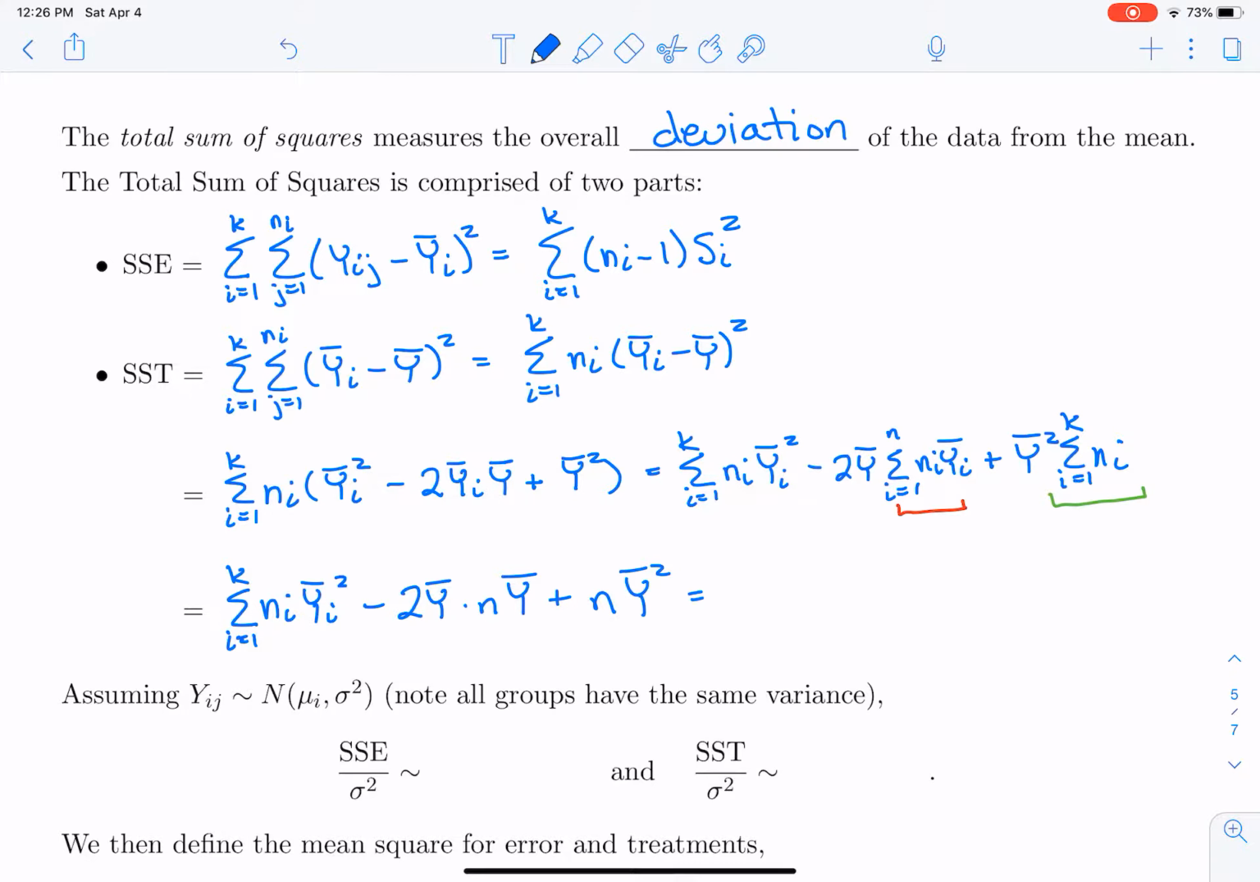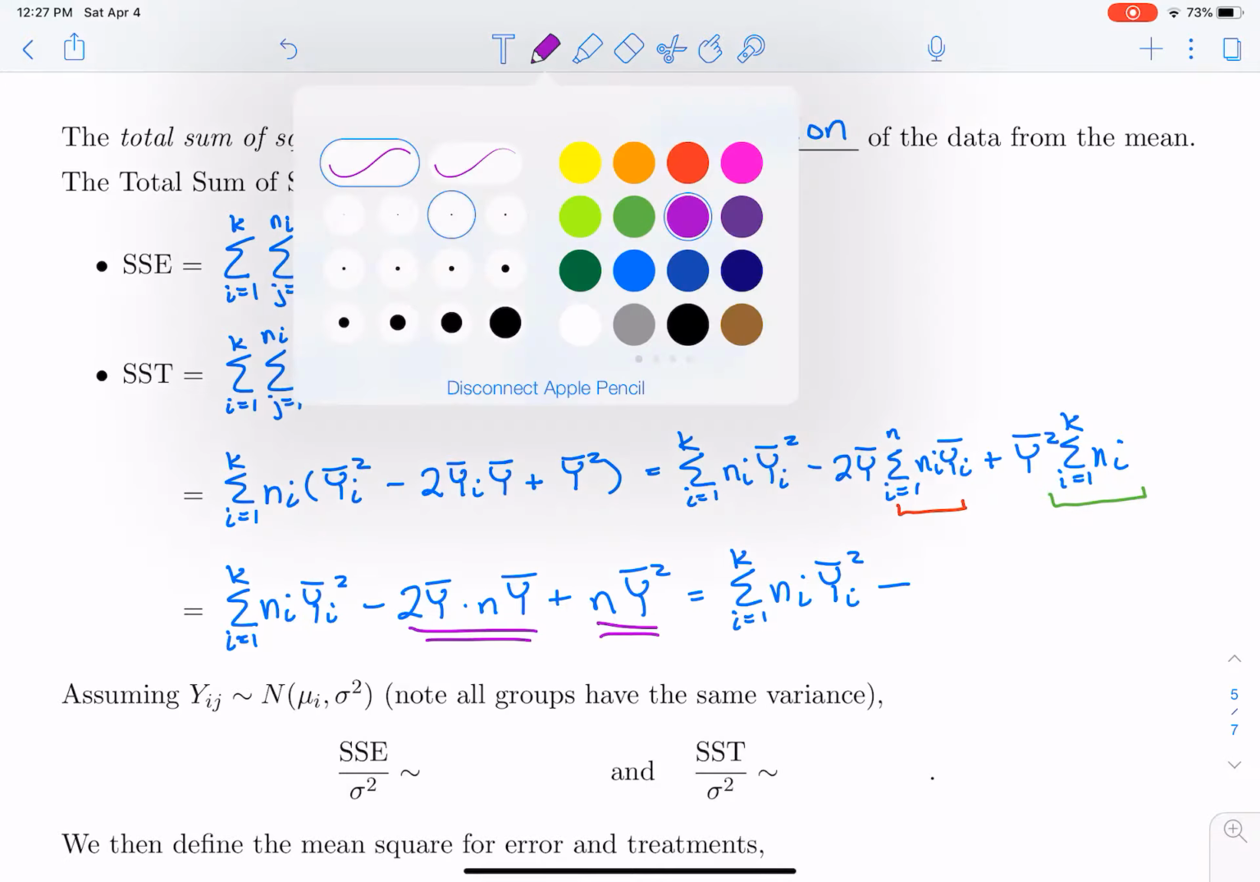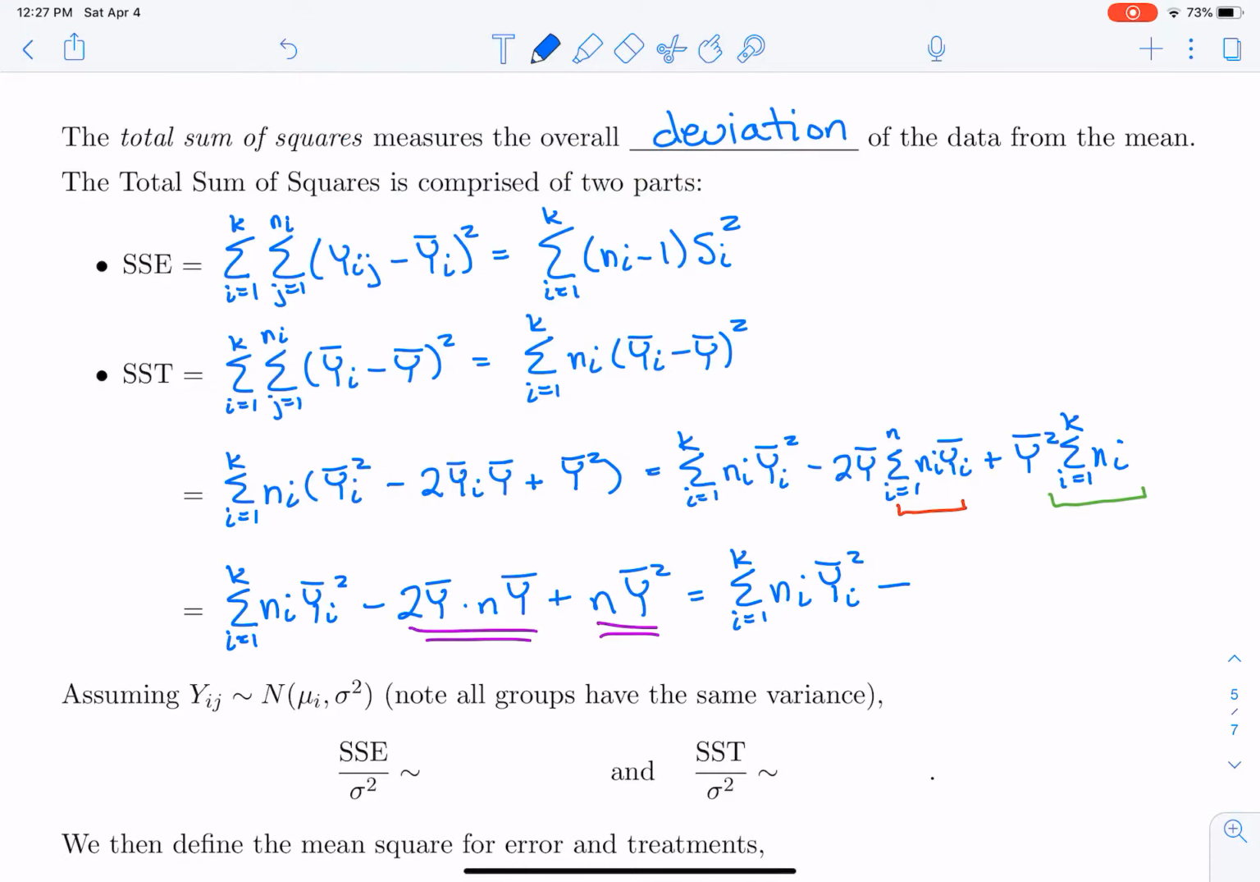So this becomes the sum from i equals 1 to k of n sub i y sub i bar squared minus, notice that I have one of these, and then I'm subtracting two of them, so I'm going to get just minus n y bar squared.